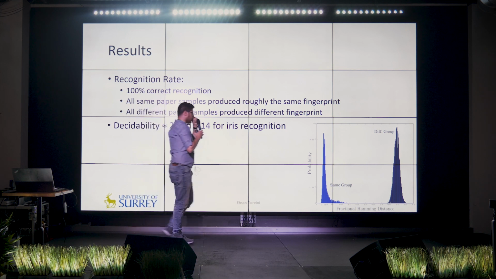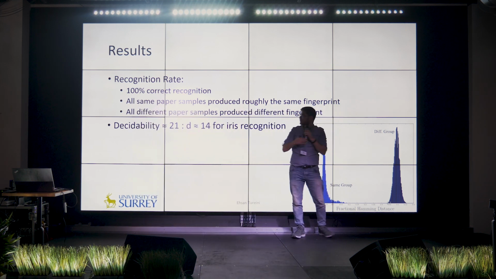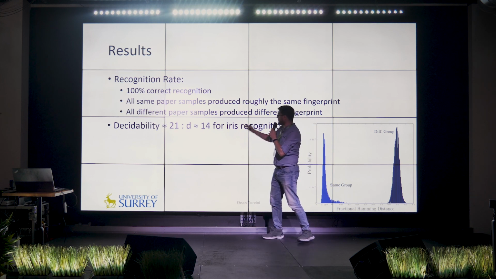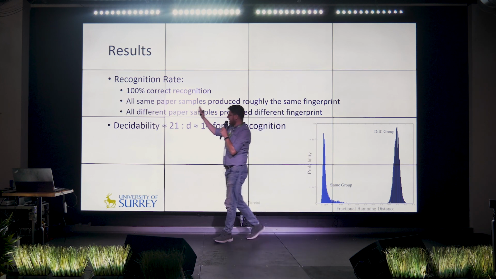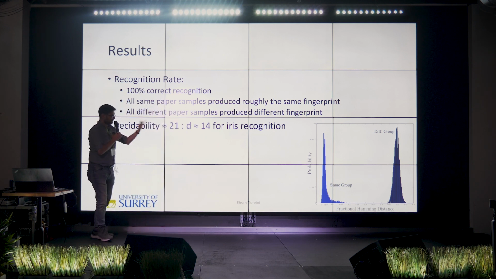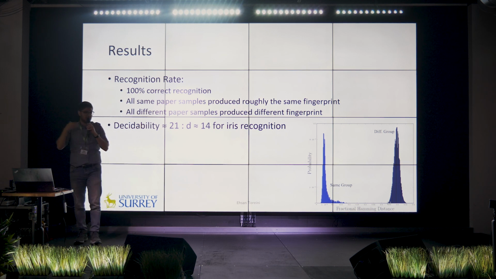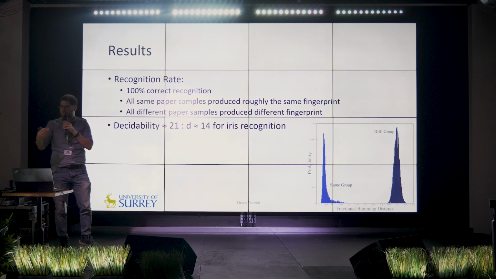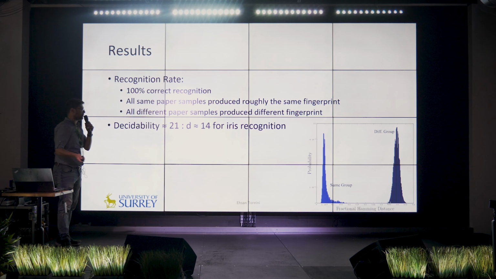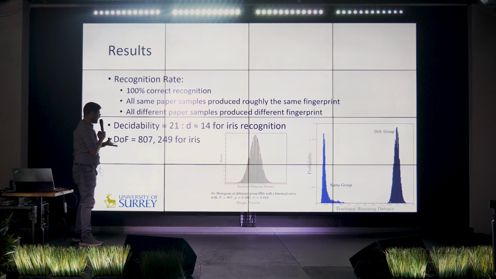To give you a little bit of indication, the differentiation of this curve was much better than iris recognition, which is around 14, on the measure called decidability in biometric recognition. For us it was 21, which gives us a lot of room for designing security protocols for the sake of making the whole ecosystem more secure.